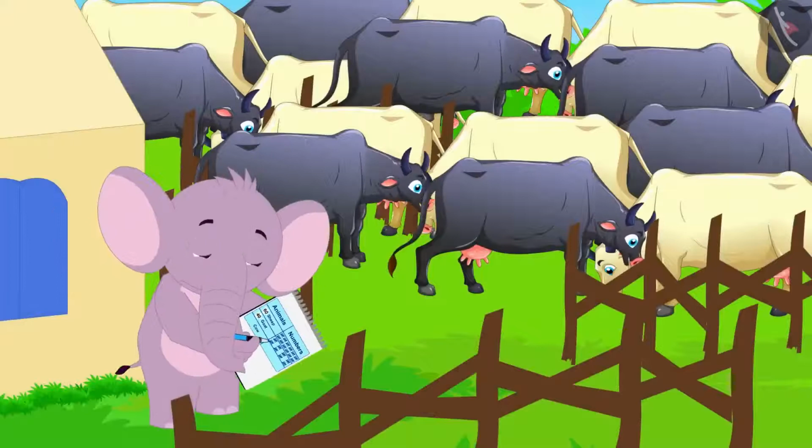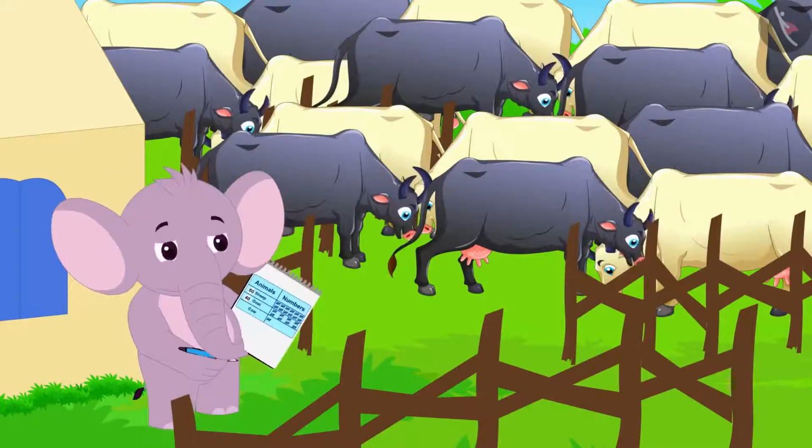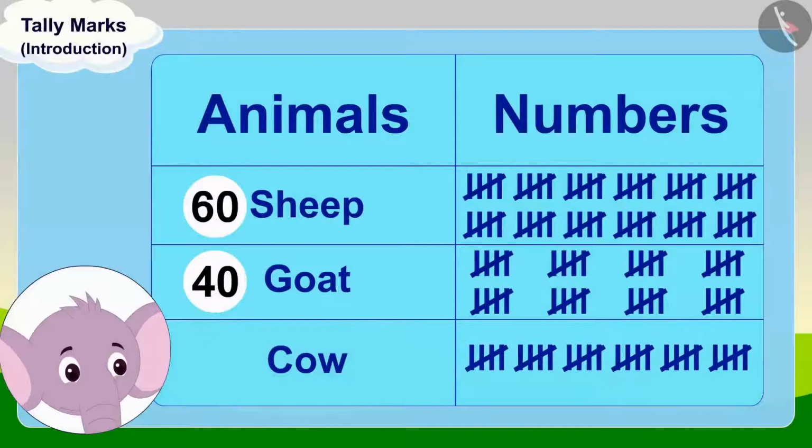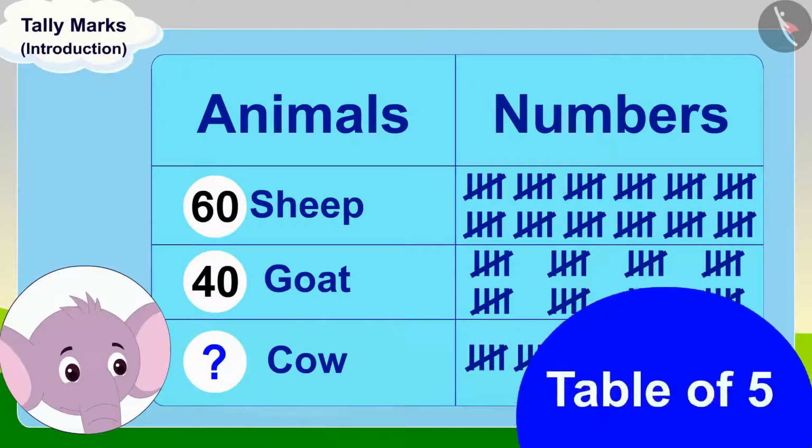Appu now finally counted his cows using tally marks. Appu has drawn tally marks in this way to count his cows. Children, do you know another method of counting these tally marks quickly? We can also count them very quickly by using the table of 5.